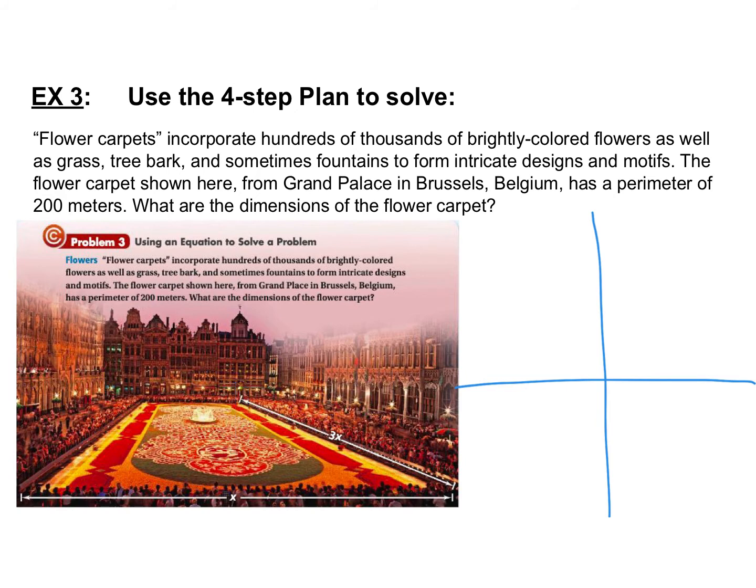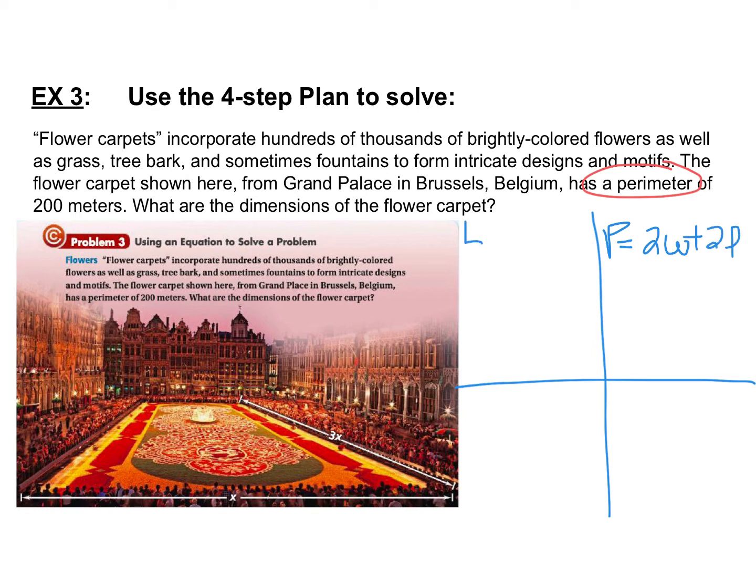So one of the key phrases that I noticed that they used here was a perimeter of. So immediately my brain goes to what is the perimeter formula, and this happens to be right here, this flower carpet happens to be a rectangle. So the perimeter formula of a rectangle is twice the width plus twice the length.